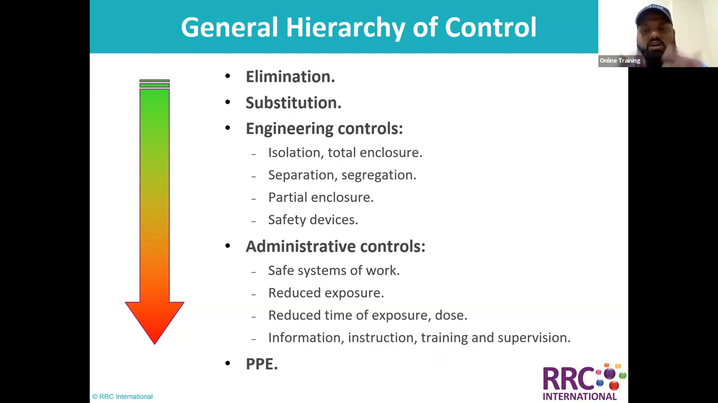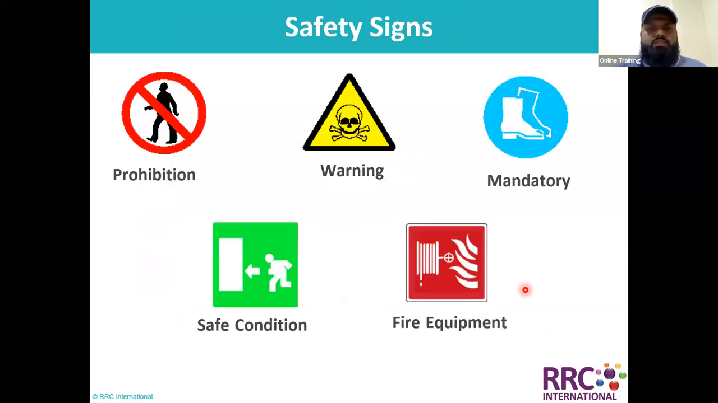finally we provide the PPE to our participants, to our employees or our workers, that now, because we cannot control the hazard, you must control yourself. And in this way, the guys are protecting themselves, their body. Remember, guys, PPE is the last line of defense. And while using the PPE, you have to perform the job with the actual hazard present on the job site.